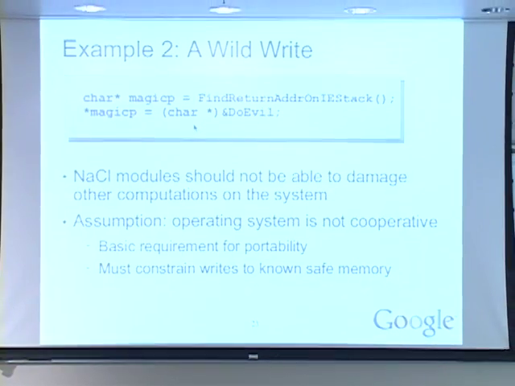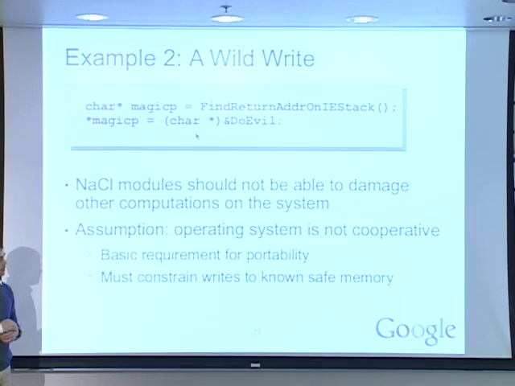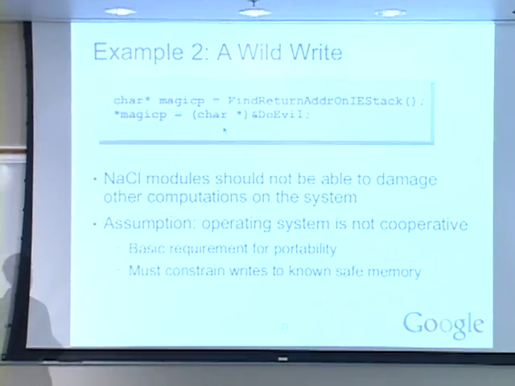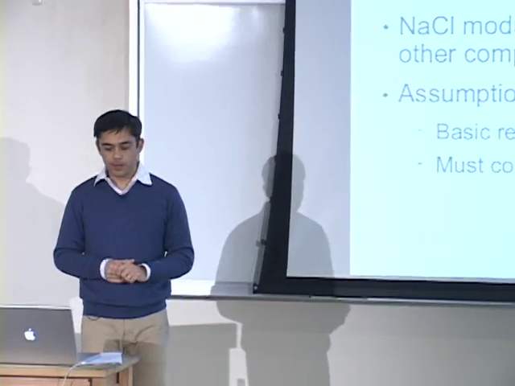And one assumption which we make in all of this system is we don't assume that the operating system is cooperative or even bug-free. This, as it turns out, maybe it sounds a little bit paranoid at first blush, but it really is a basic requirement for portability. You can't assume operating systems always do X if you want to, in general, be able to make your system portable. So that's an important part of it.